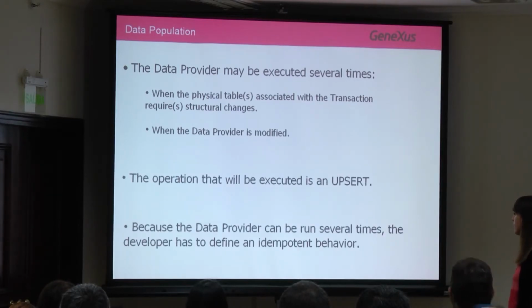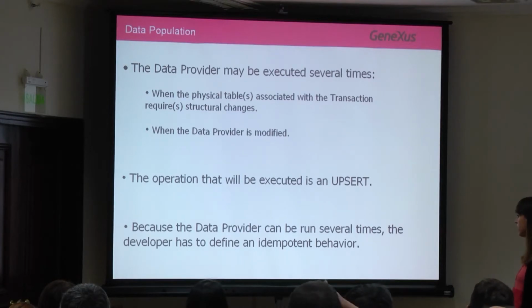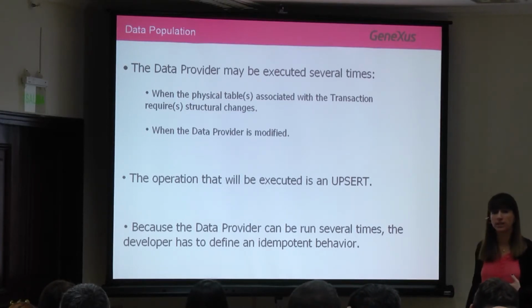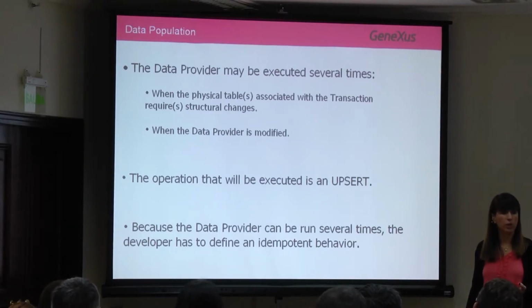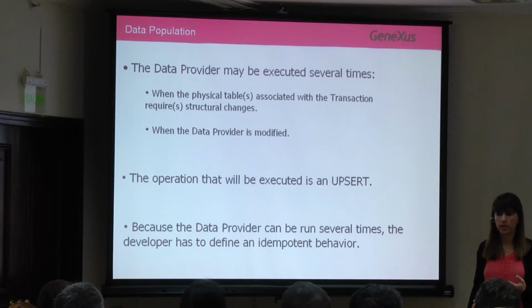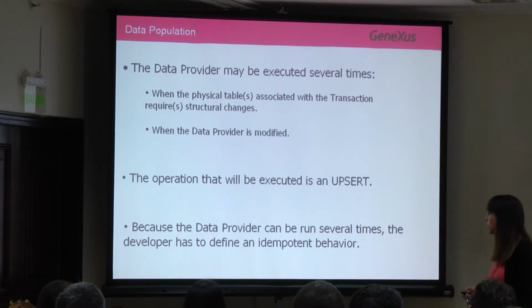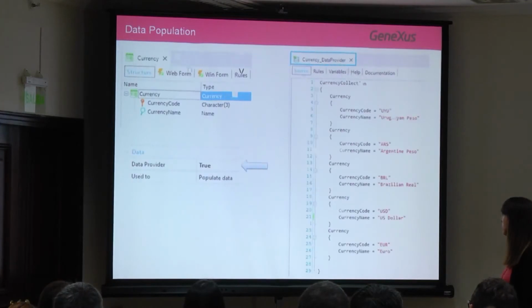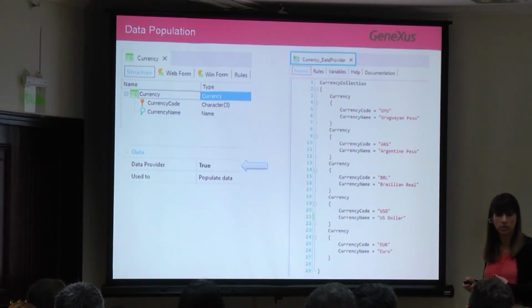Now, the operation is upsert. And since the data provider can be run several times, the developer must take that into account, and make sure that it has an idempotent behavior. We don't have to have repeated data. For instance, if I had defined autonumber, if this is a code, but if I defined it differently, I wouldn't have to indicate that because it's already got an automatic number.